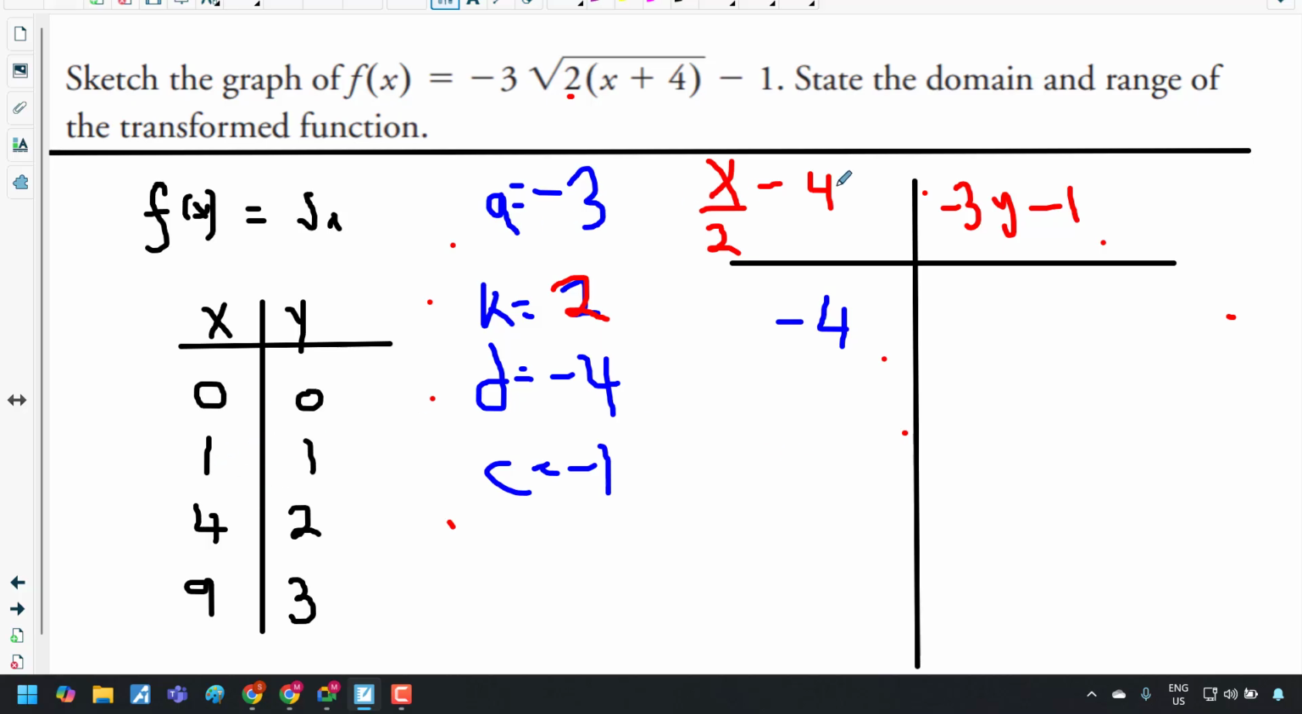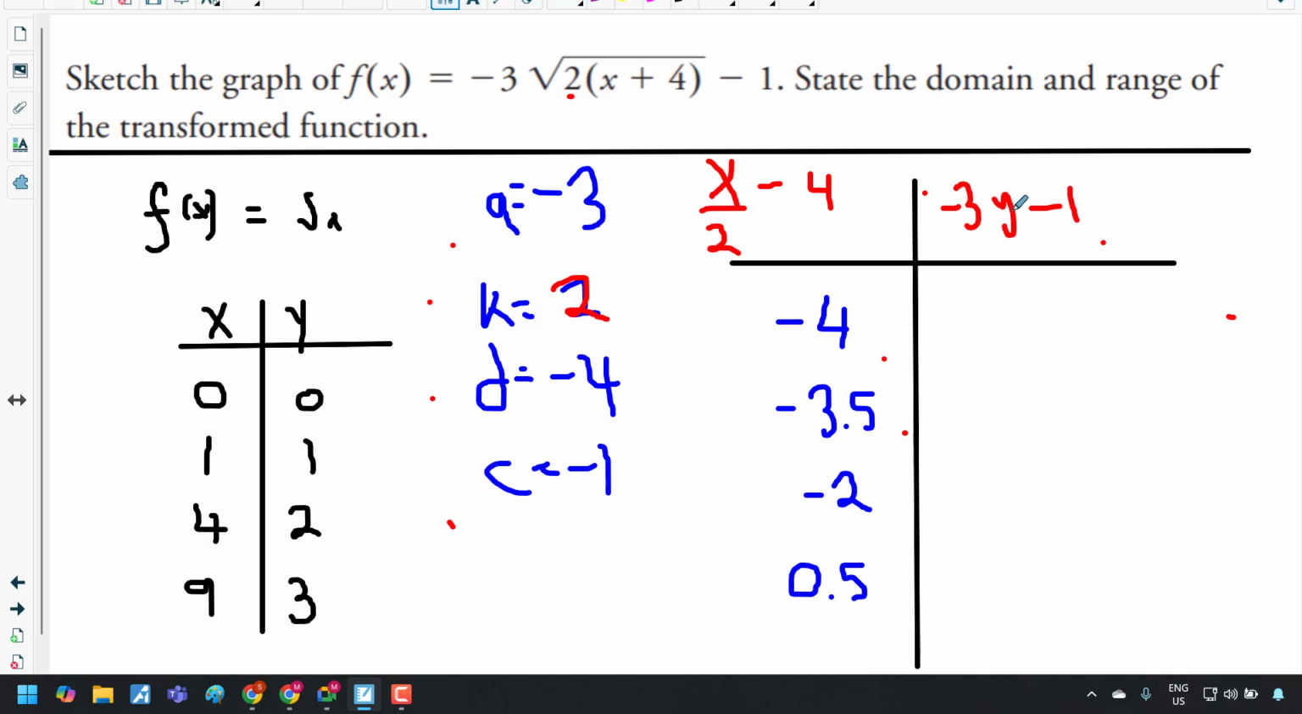Next, you take 1, plug it in, 1 over 2. That's just 1/2. 1/2 minus 4. What's 1/2 minus 4? Yes, negative 3.5. Plug in 4. What's 4 divided by 2? What's 2 minus 4? Minus 2. Now take 9. What's 9 divided by 2? 4.5. What's 4.5 minus 4? Yes, and it's positive this time because it's more positive now.